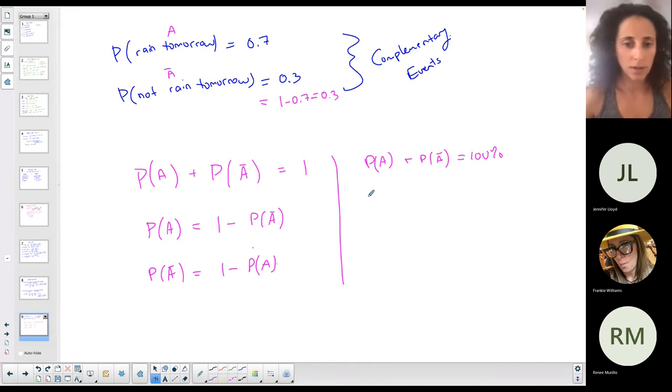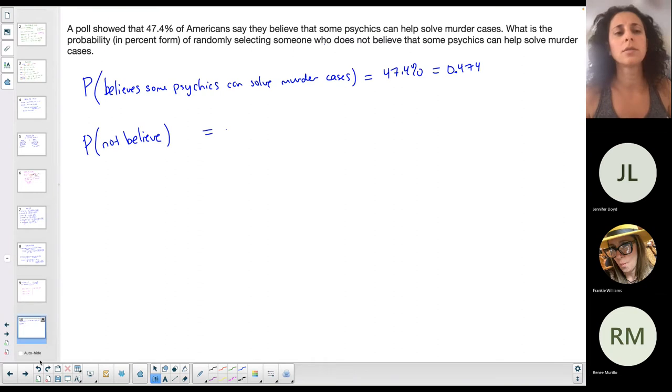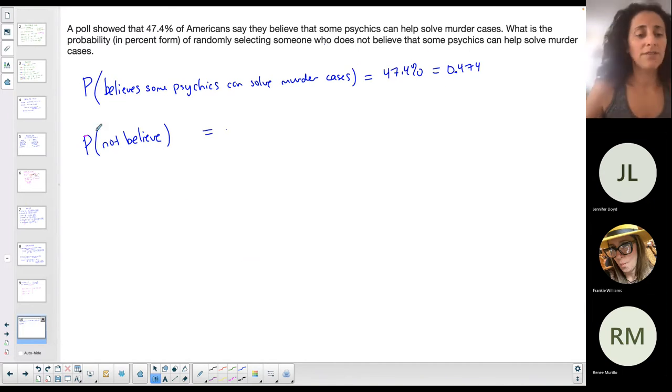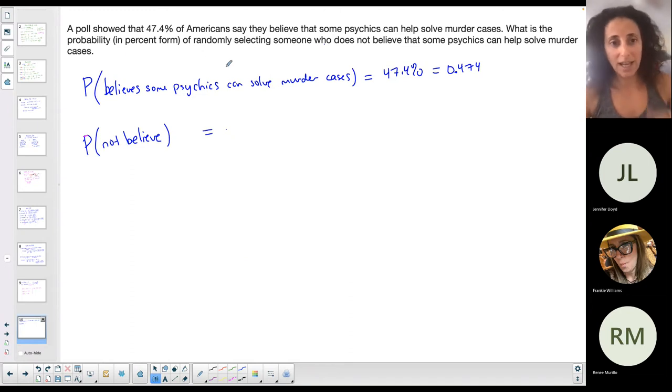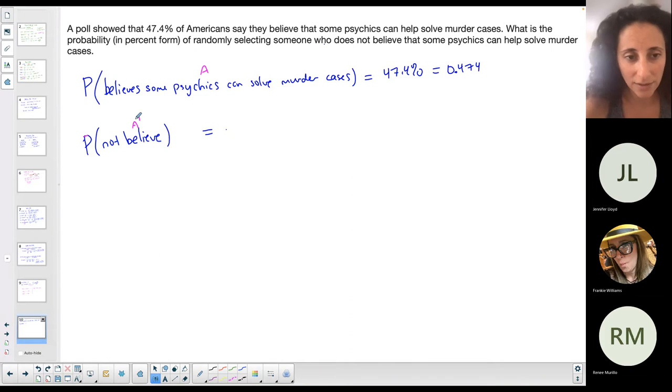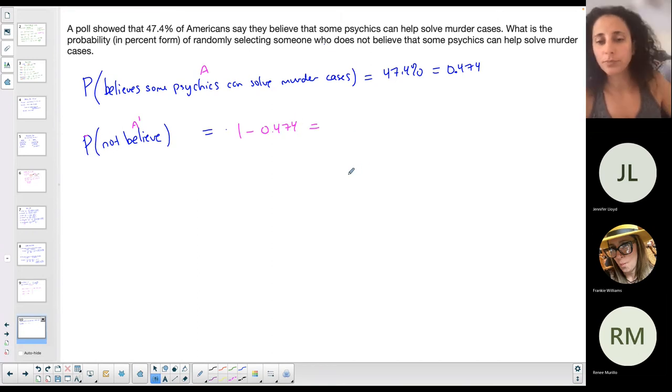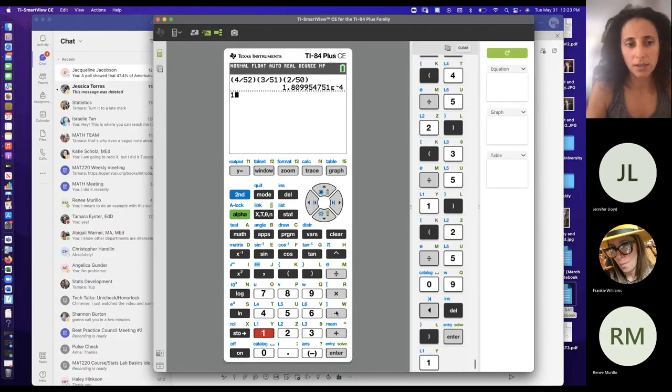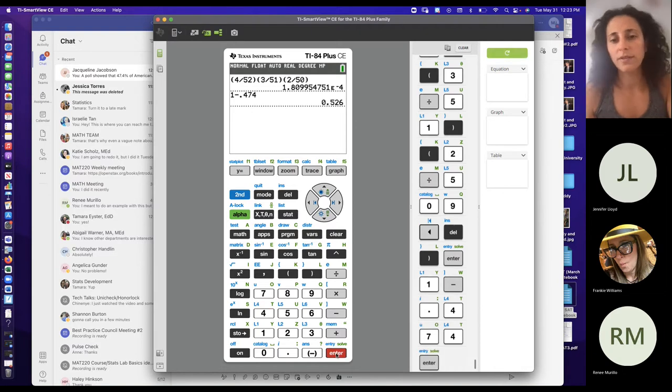So why did I talk about that? I talk about that because when I go here, what's the complement of somebody believing that psychics can help solve murder cases? Well, they either believe or they don't. So how could I calculate for one person the probability that they don't believe? If I know that the probability that they believe is 0.474, if I want to find the probability that they don't believe, which is everything but this, it's like complementary events, right? If I call this event A, this would be A complement, which also could be represented like that. Either notation, I would do the one minus to get everything outside of that. And you could do that on your calculator, right? One minus 0.474, 0.526.